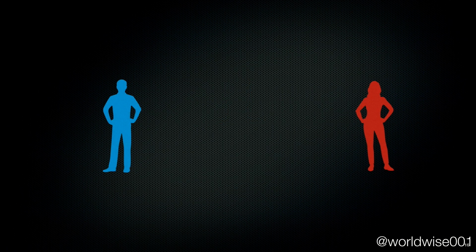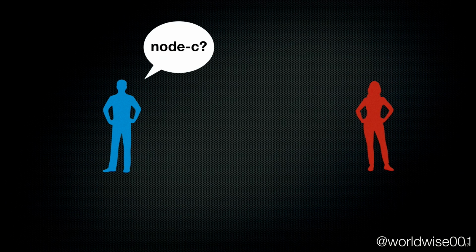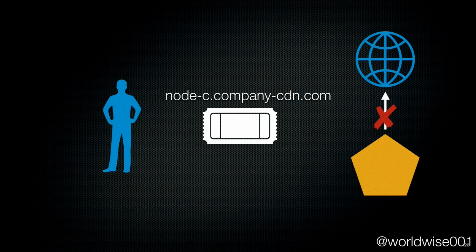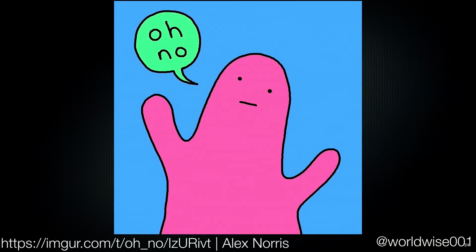So Bob goes to chat with his coworker, Alice, about this. Bob says, hey, Node-C. Alice is like, what? We don't use Node-C, we use Node-F. Bob makes the decision to whitelist Node-C anyway because it probably belongs to their company. It's probably a company asset. What harm could there be? So he's like, sure, allow it. Oh no, Bob.